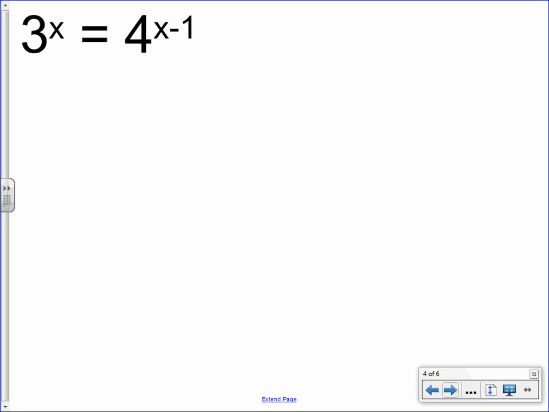Okay. So if the one-to-one property is not going to work for us, we can think about the logarithmic one-to-one property. Okay. What's true about two logarithms that are equal? Well, inside is equal, right? Okay. So what we can do is go backwards. If these two are equal, then the natural log of 3 to the x must equal the natural log of 4 to the x minus 1.